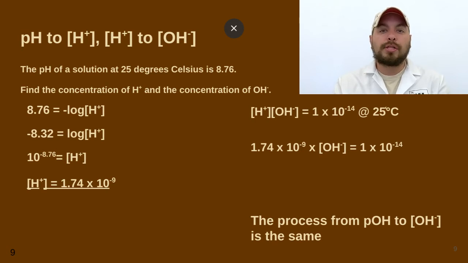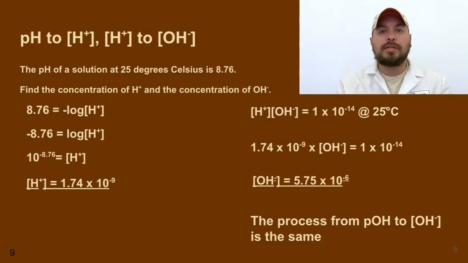For the second part of this problem, I'm trying to find the concentration of OH minus. So I set up the equation: concentration of H plus times concentration of OH minus is equal to 1 times 10 to the negative 14th. Divide both sides by the concentration of H plus that I just found, and I find that the concentration of hydroxide is 5.75 times 10 to the negative 6th.